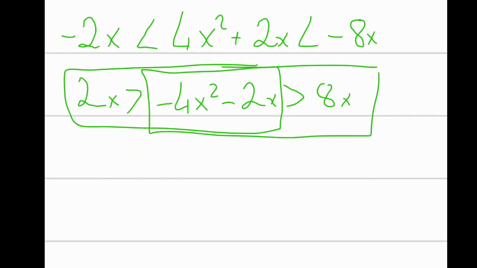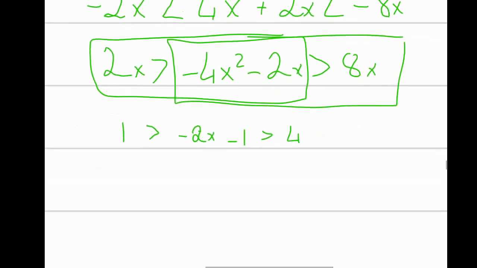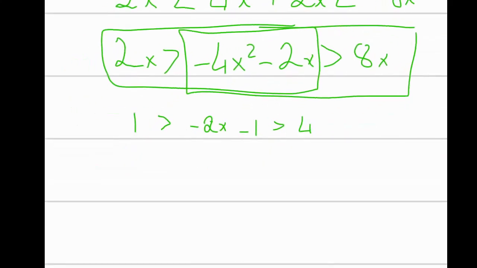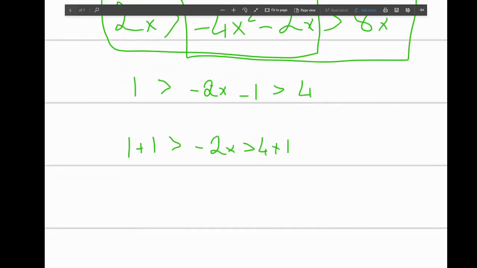If we divide everything by 2x, that will leave us with 1 on this end. Now minus 4x squared divided by 2x is going to give us minus 2x. This here will give us minus 1, and that will be greater than 4. Now, if we add 1 on each side, we get 1 plus 1 greater than minus 2x greater than 4 plus 1. We then get 2 greater than minus 2x greater than 5.